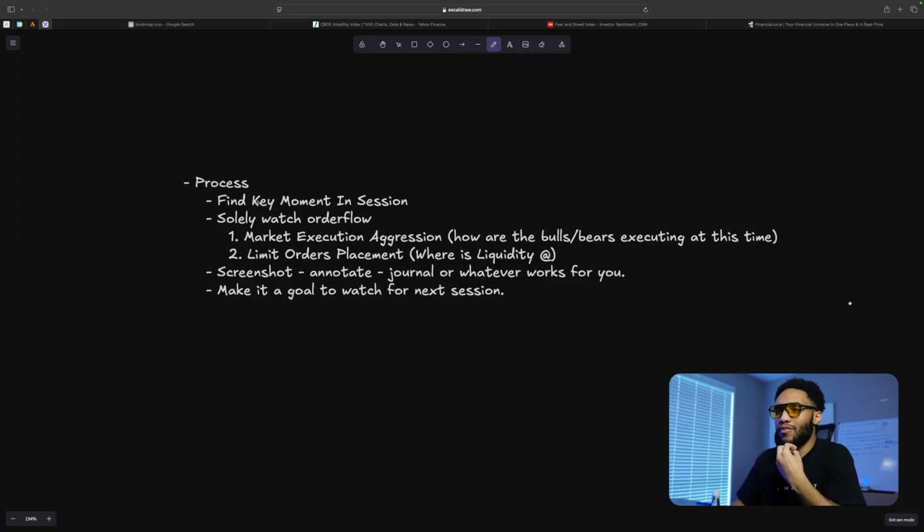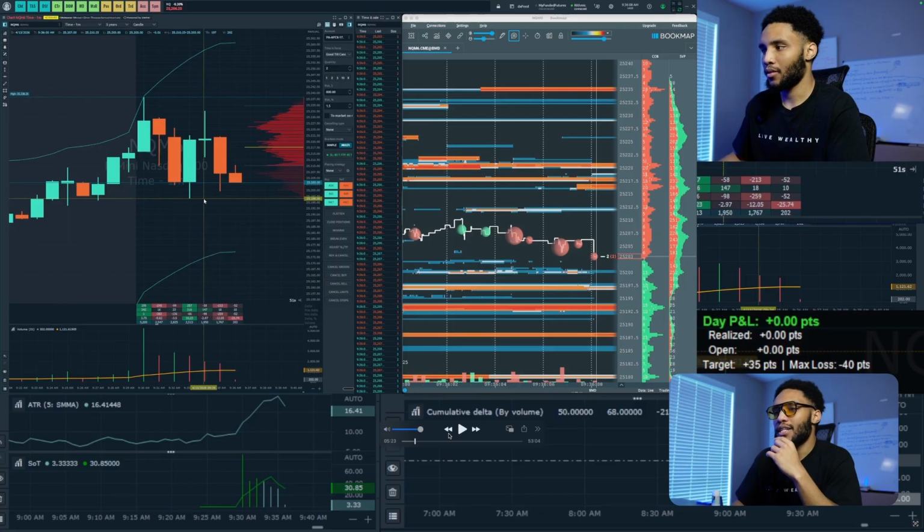Okay, so I want us to find a key moment in the session. This first trade is going to be a really good example, because this was a breakout. So what do we see here? We already know what's going to happen. We know that it's going to break lower from hindsight. Now we can take a look and dive a little bit deeper into order flow.